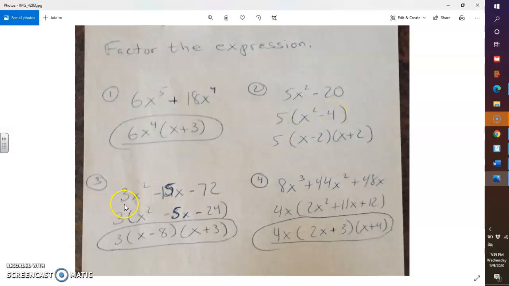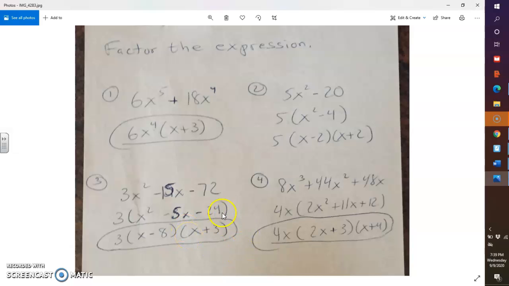In number 3, once again, we take a 3 out and we're left with x squared minus 5x minus 24. Anytime you have no coefficient in front of x squared, it makes life a little easier. Right away, I can put my x's here and here, because the only thing that's going to create an x squared is x times x. There really is no choice.